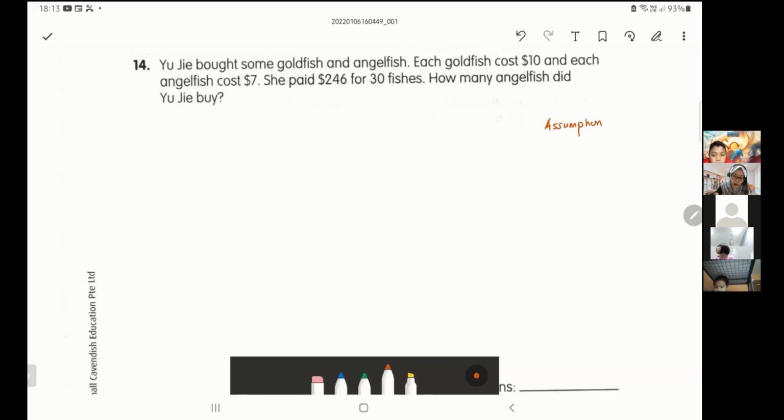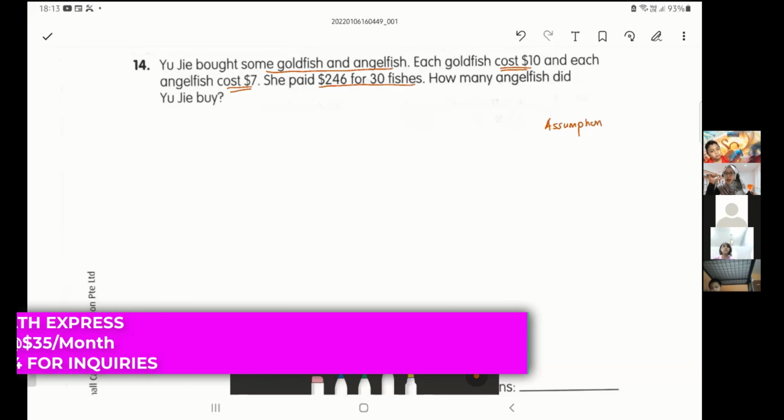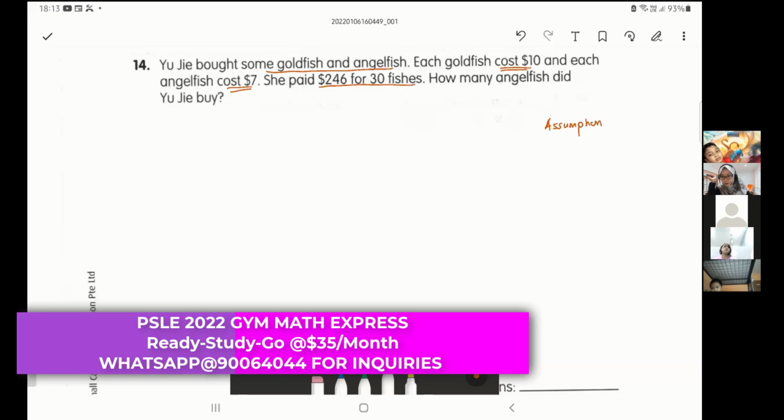Yujie bought some goldfish and angelfish. Each goldfish costs $10 and each angelfish costs $7. She paid $246 for 30 fishes. How many angelfish did Yujie buy? One way to do this is guess and check. Another way is to use assumption. Okay, so we are going to use assumption.